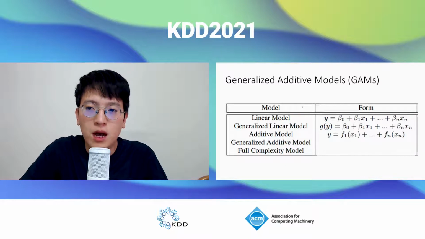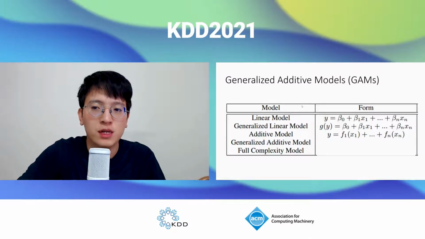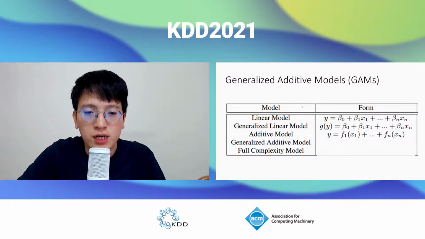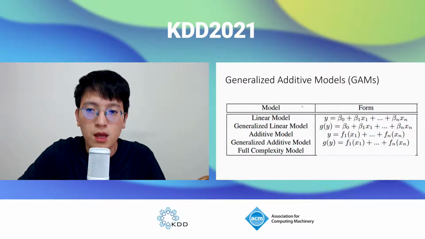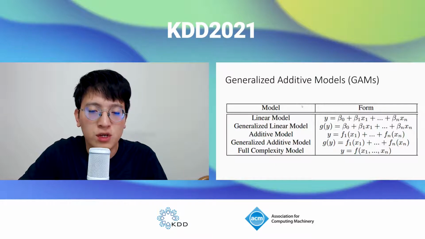An additive model, on the other hand, will have an independent shape function f_j of x for each individual feature j. Note that there is no feature interaction in this model, and each feature operates on its own. And we have the generalized additive model, which also has this g link function on y. Finally, we have our full complexity models, like deep neural nets or random forests, which can use all the feature interactions in the data.